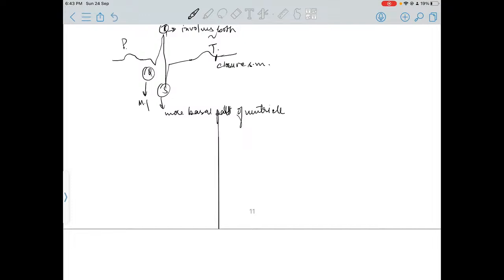Now the U wave, which is rarely seen, represents slow repolarization of the papillary muscles, and it's prominent in hypokalemia.